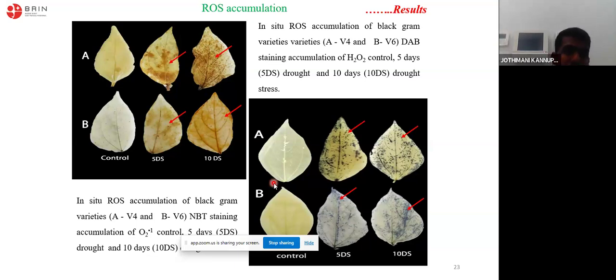On the leaf samples, we found many staining spots indicating that the hydrogen peroxide and superoxide levels were high. The brown and blue staining points indicated the accumulation of ROS. The highest concentration of hydrogen peroxide and superoxide staining spots were observed in both varieties on the 10th day of drought stress induced plants.